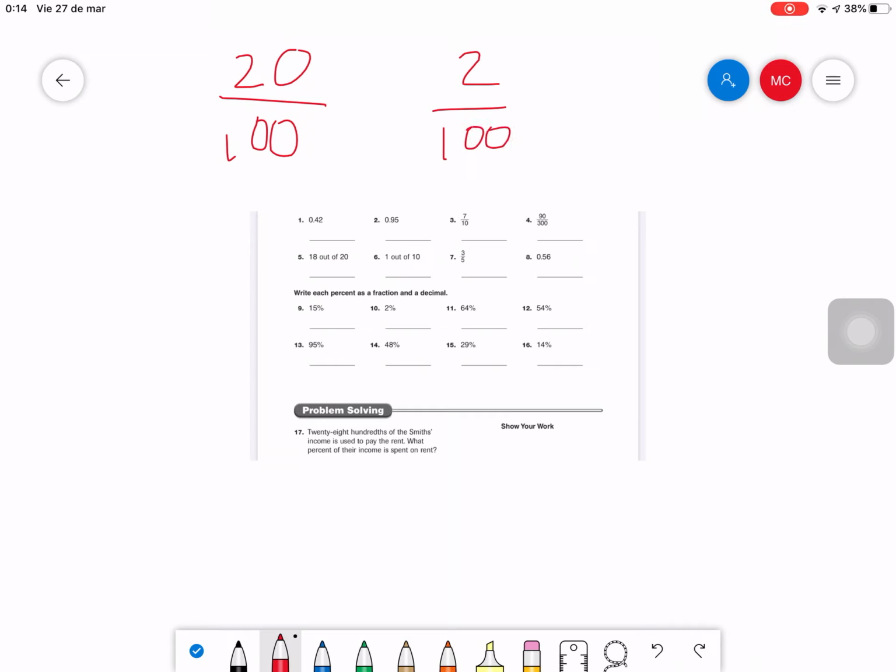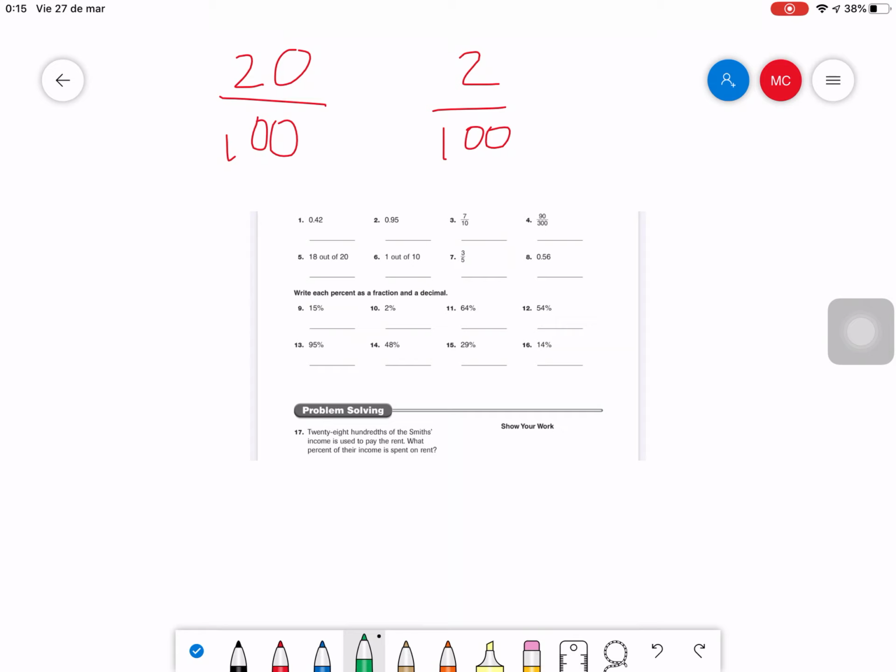Remember when we saw yesterday's class about the grades, where you had a chart divided into 100 squares? For example, if it was 20, I would paint 20, of course. If it was 2, I would only paint 2. So you may see the difference between 20 over 100 and 2 over 100.